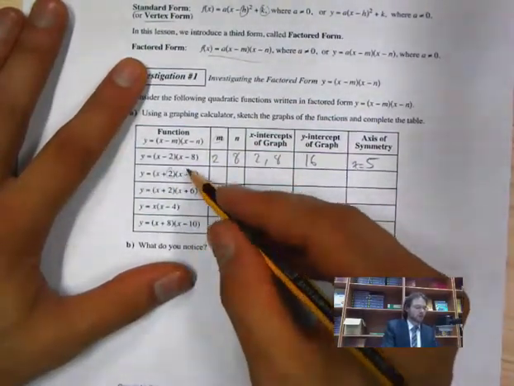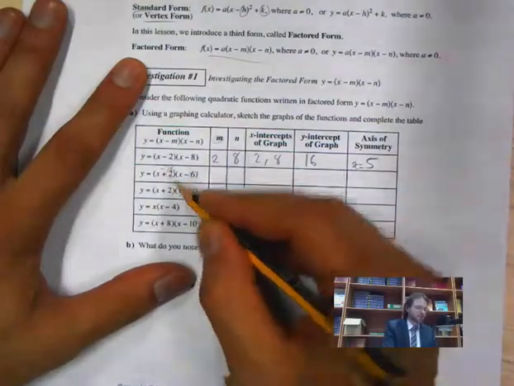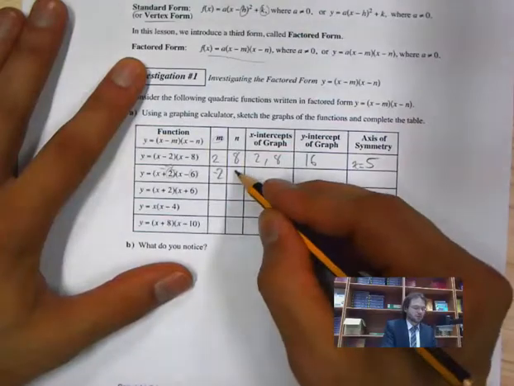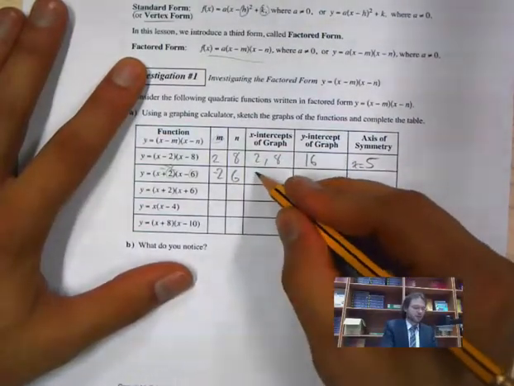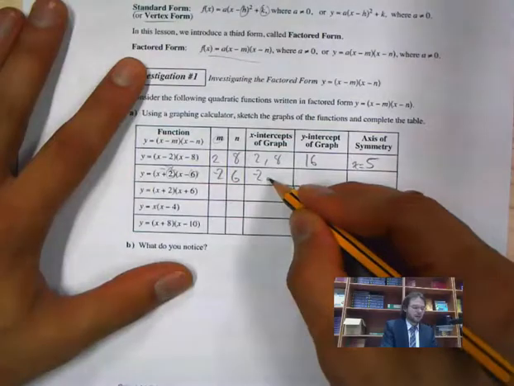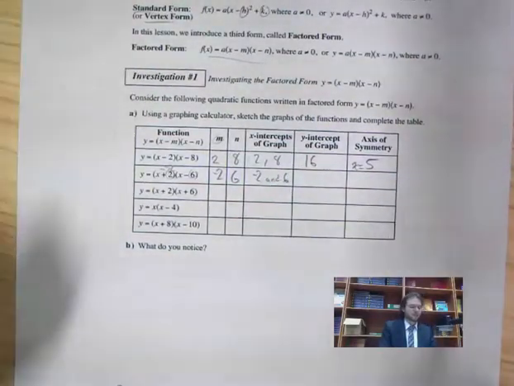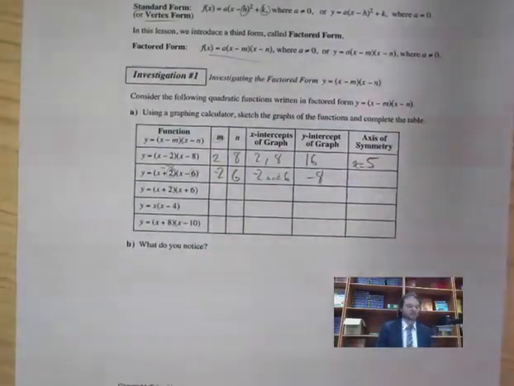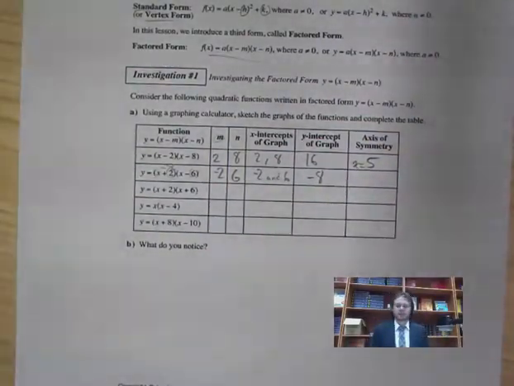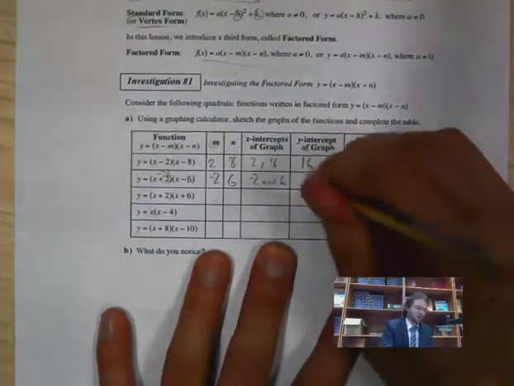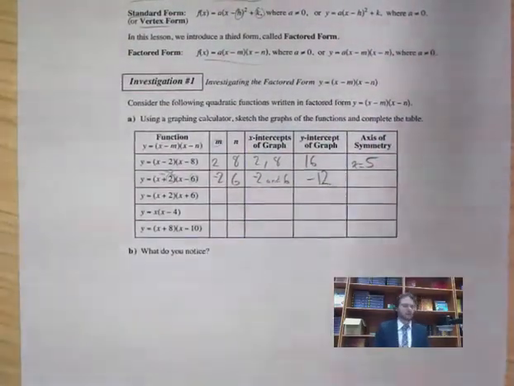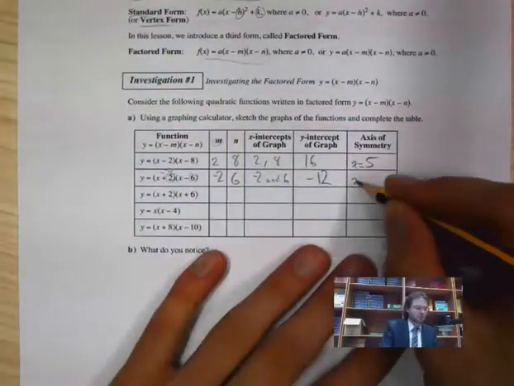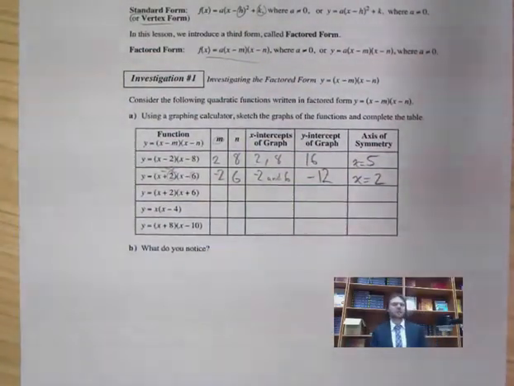I have 2 and 6. Well, this is the same thing saying minus -2, because it's always minus m, so that's going to be -2. This is going to be 6. So my x-intercepts are -2 and 6. Well, my y-intercept is going to be -12. What am I doing to get that y-intercept? Now my axis of symmetry is going to be x is equal to 2. What am I doing to get that?